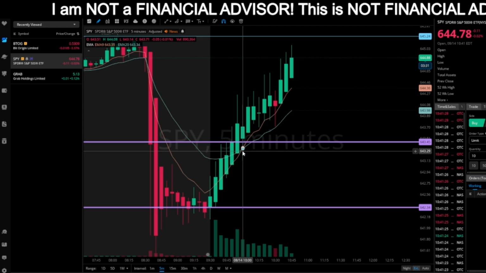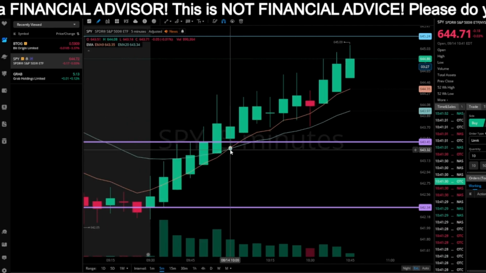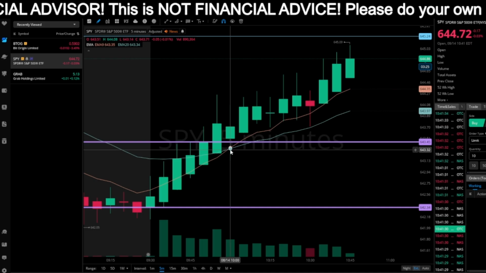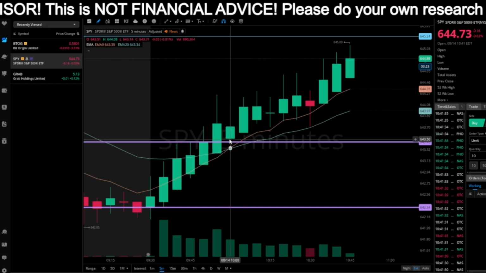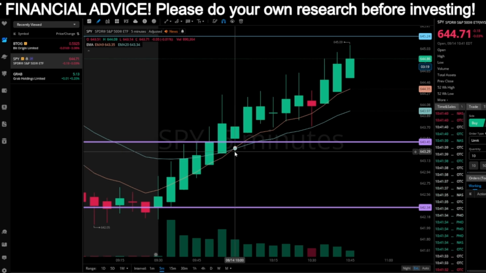Once this cross happened, which you can see, there's a nice little cross of the EMAs here at 10 in the morning, as you see the timestamp down there. That's when I was like, okay, it retested this level, became support. I said, okay, we have the stars aligning here.